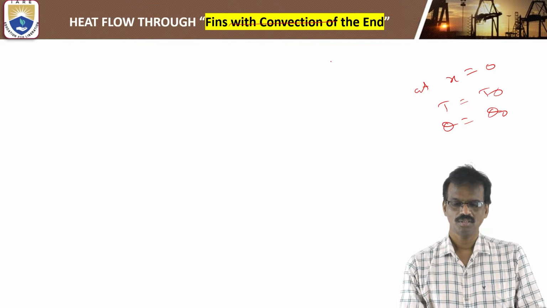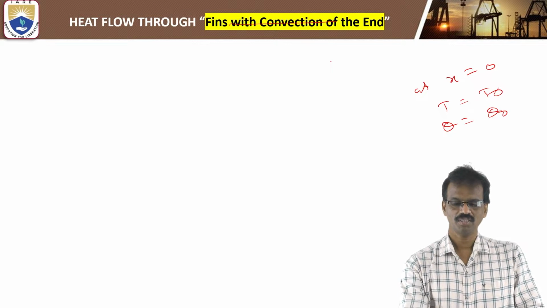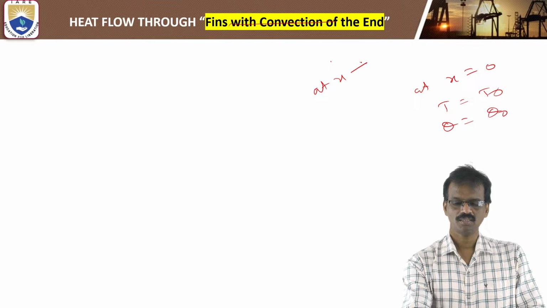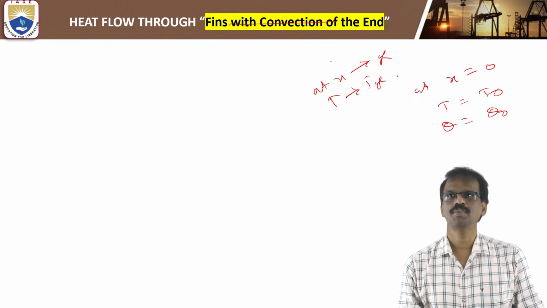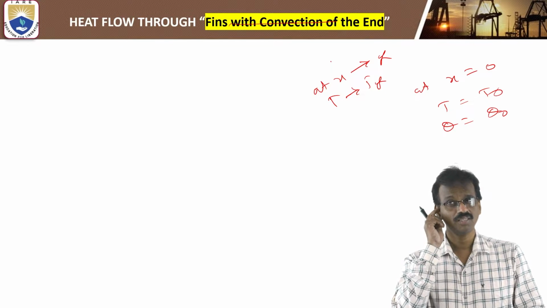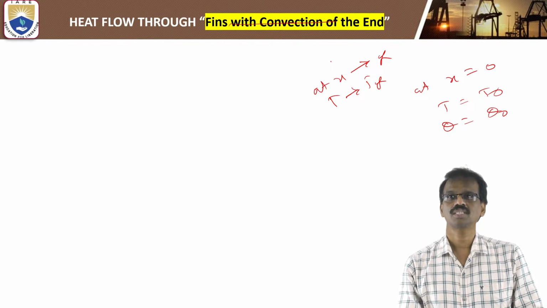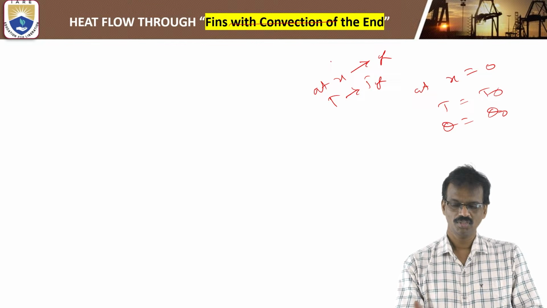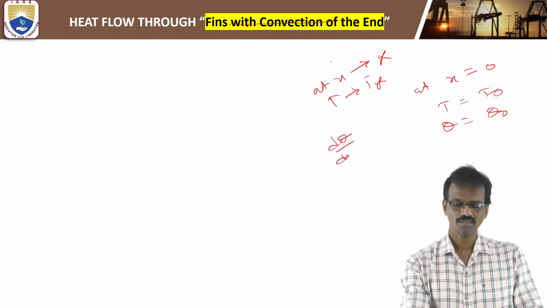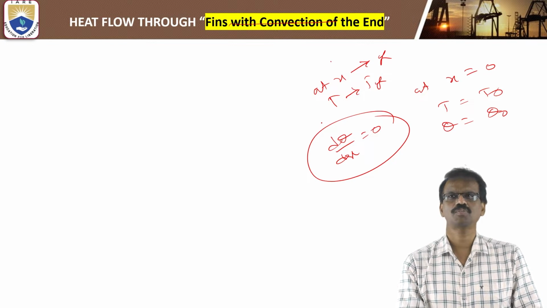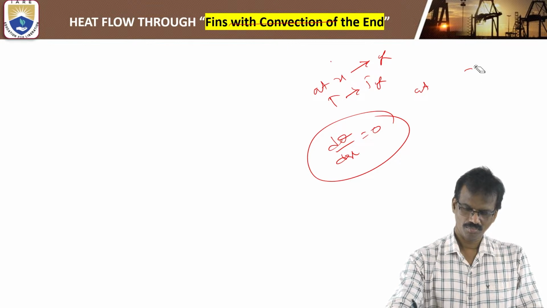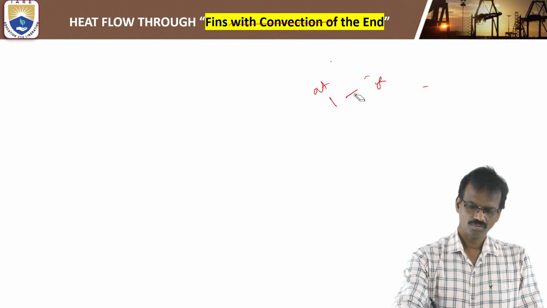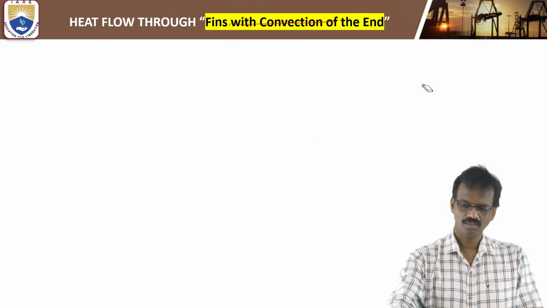In the first fin, the long fin, at x tends to infinity, the temperature T will be T infinity, the ambient temperature. That is the second boundary condition of the long fin. In the second fin, the insulated end or short fin, d theta by dx is equal to 0. That is the condition, and based upon this, the second boundary condition will be applied. In the third one, we will see the boundary conditions.